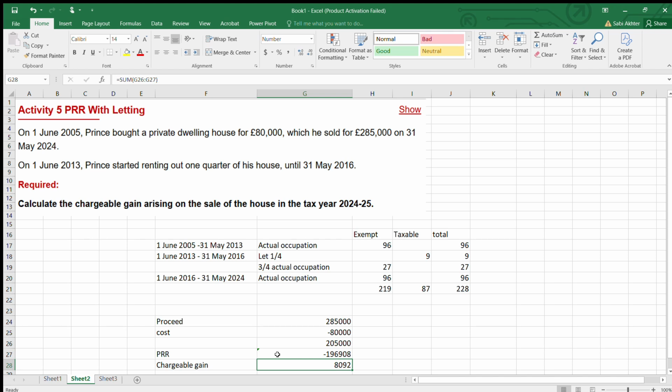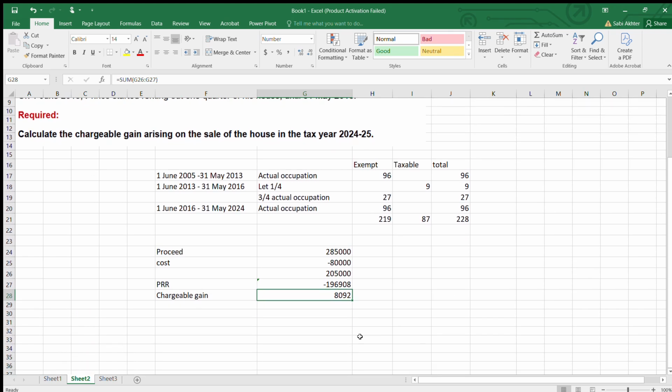That's correct. But now, since you are letting it out, letting relief is the lower of three things: 40,000; the PRR, 196,908, which is the PR exemption, not the gain; and the letting gain. The lower, 40,000, is lower. And what's next? Letting gain. So we will calculate the letting gain.